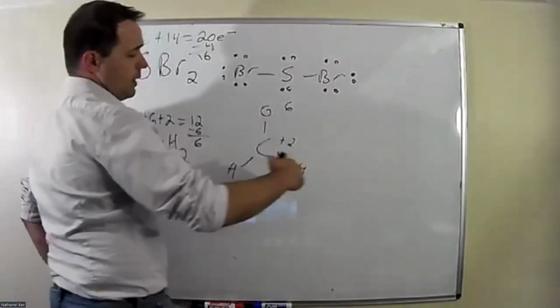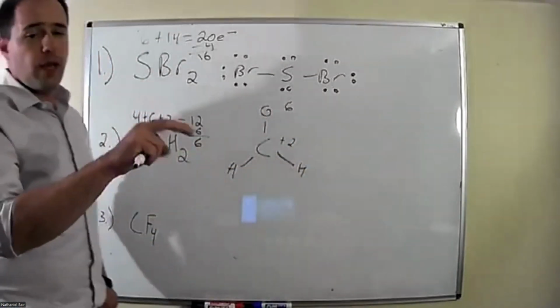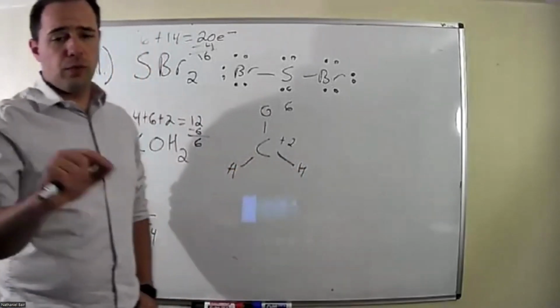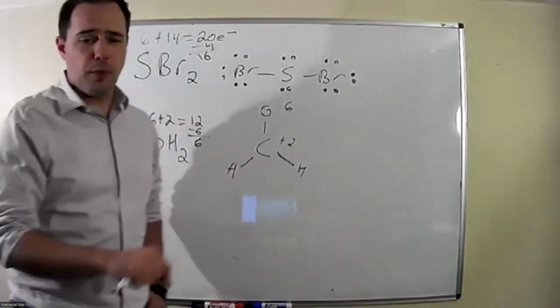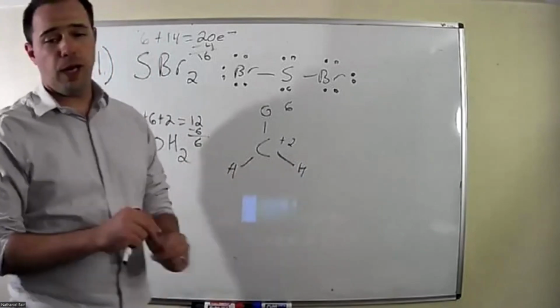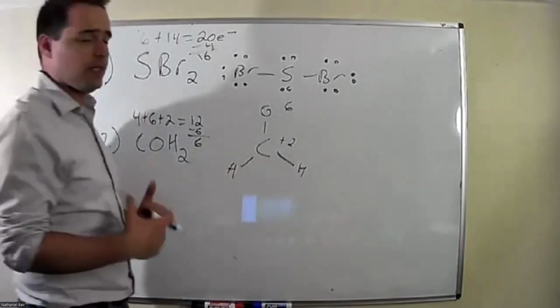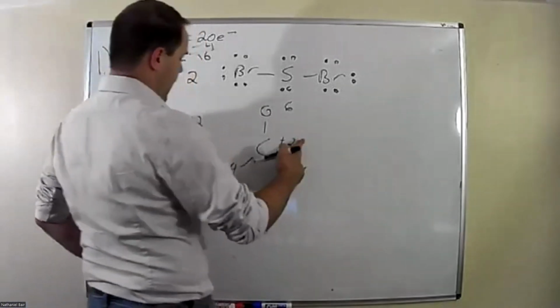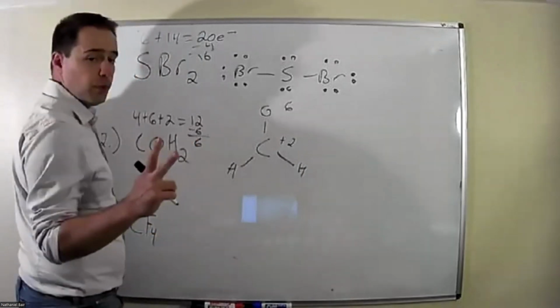As soon as hydrogen makes a bond, it is done. You will never put dots on a hydrogen. You will never double bond to hydrogen. You will never triple bond to hydrogen. Hydrogen makes a single bond and it is done. It cannot do anything else. So anyway, I need 8 electrons. I've only got 6. I'm short 2.